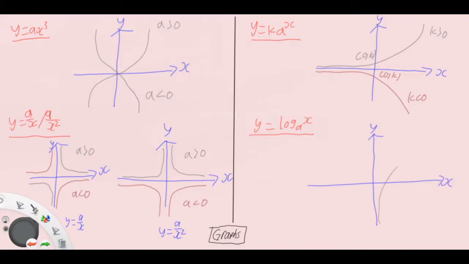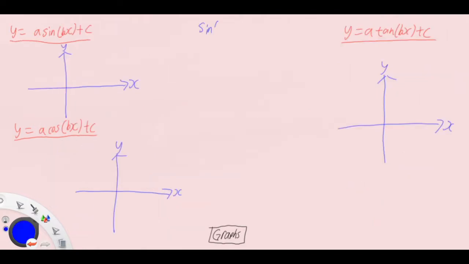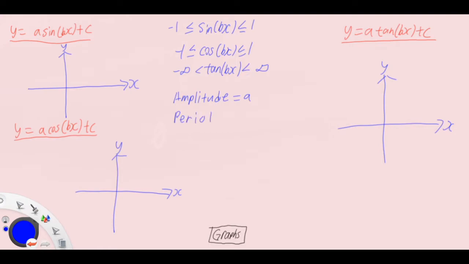Moving on to the cousin of the exponential curve, the logarithm curve, basically increasing at a decreasing rate, with intercept (1, 0). Then we have the trigonometric curves: sine, cosine, tangent. You need to know that sine and cosine take the range of values of -1 to 1 inclusive, tangent negative infinity to infinity. Key ideas: amplitude is a, and period is 360 degrees over b or 2 pi over b.